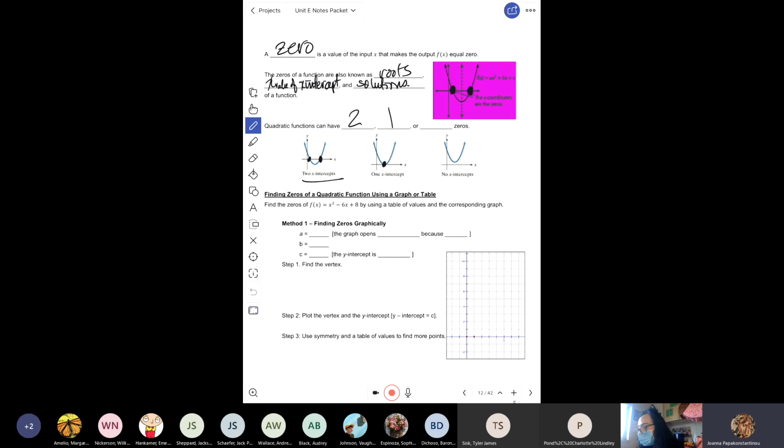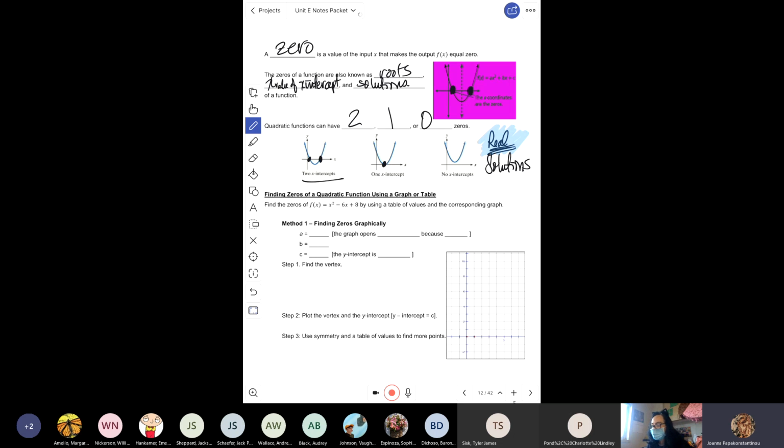Or my parabola could never cross the x-axis. There are no x-intercepts, so there are 0 zeros. And right now we are only talking about real solutions. Okay? Hint, hint, hint. That means there are imaginary solutions. And we'll get to that. So right now, if I'm looking at a quadratic function and I'm looking at the graph of the function, I can tell you how many real zeros there are based on how many times it touches or crosses the x-axis.